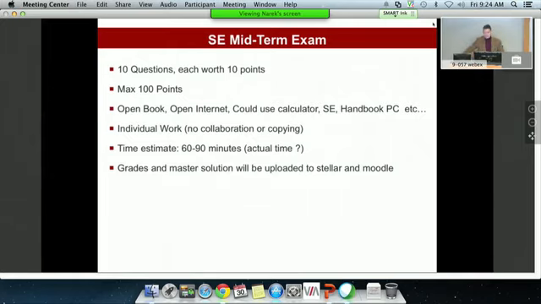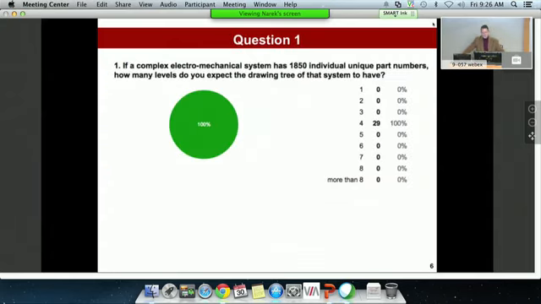So let me start talking about the midterm exam, and we'll go question by question, and please stop me if you have any comments or questions. Let's make this interactive. So question 1: if a complex electromechanical system has 1,850 individual part numbers, this is at the lowest level, how many levels do you expect the drawing tree to have? Everybody provided the same answer, 4, right?